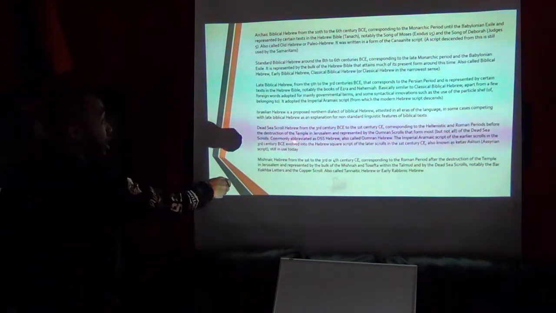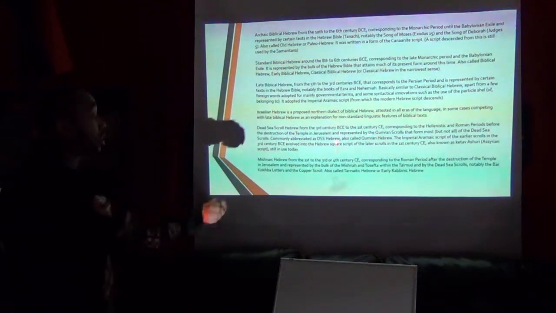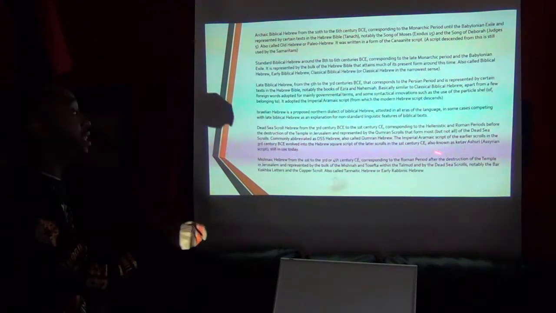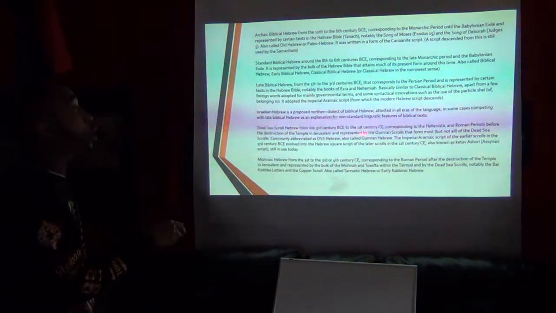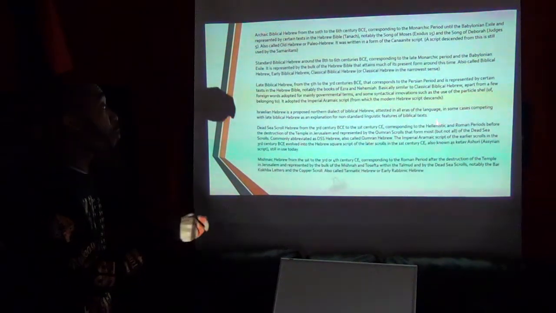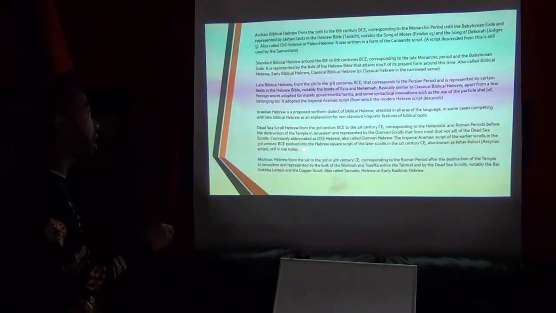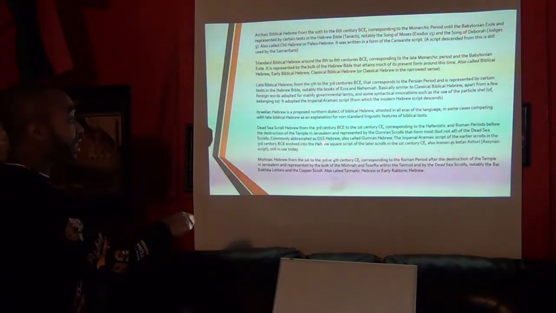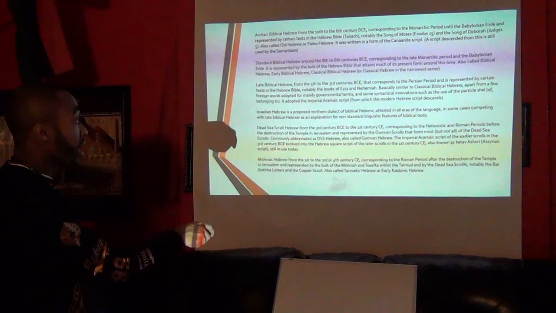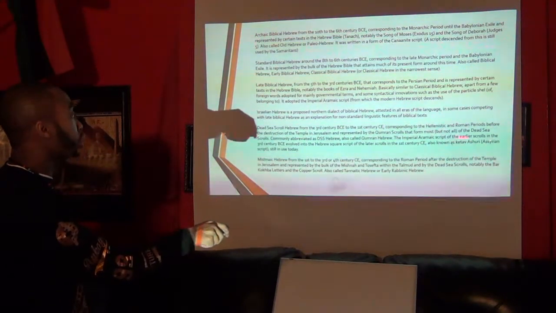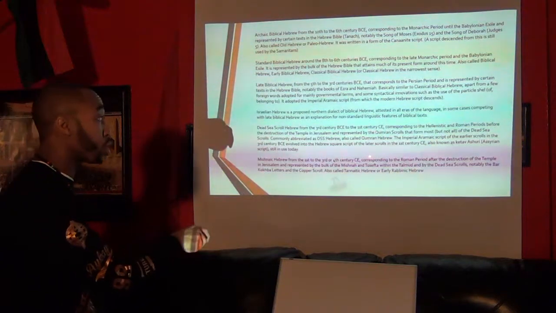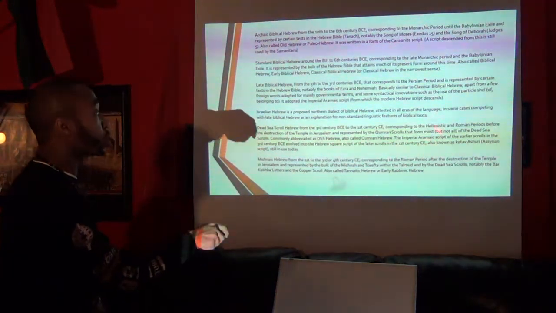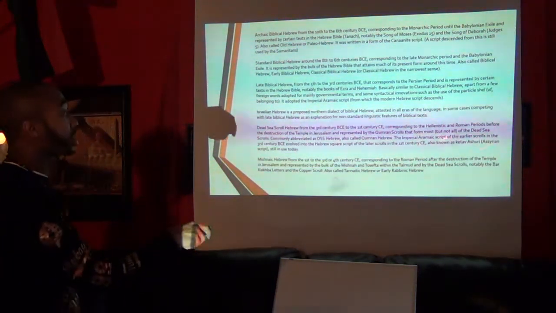Dead Sea Scroll Hebrew, from the 3rd century BCE to the 1st century CE, corresponds to the Hellenistic and Roman periods before the destruction of the Temple in Jerusalem, and is represented by the Qumran scrolls that form most, but not all, of the Dead Sea Scrolls, commonly abbreviated as DSS, also called Qumran Hebrew. The Imperial Aramaic script of the earliest scrolls in the 3rd century BCE evolved into the Hebrew square script of the latest scrolls in the 1st century CE, also known as the Ketav Ashuri, the Assyrian script still in use today.